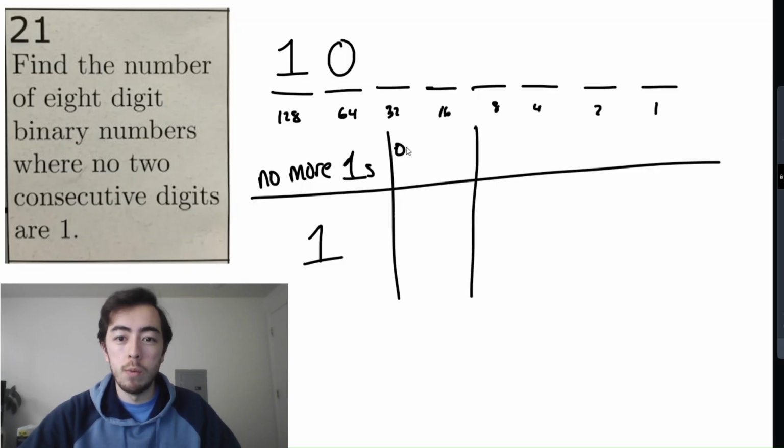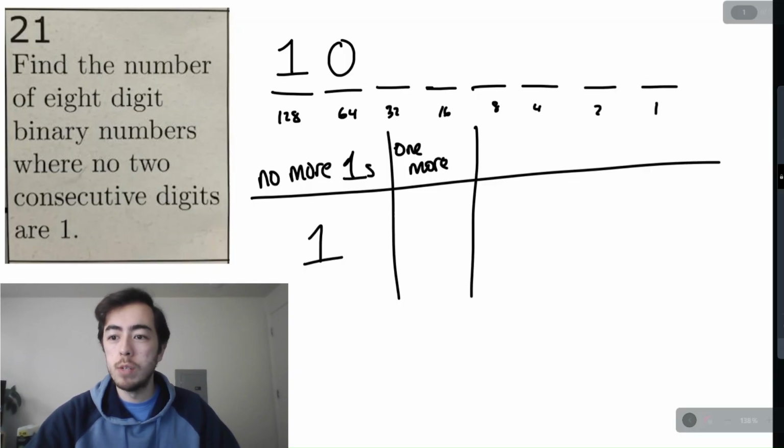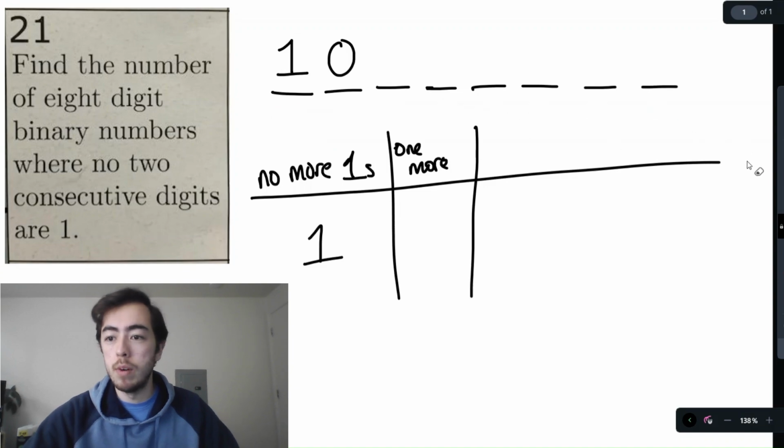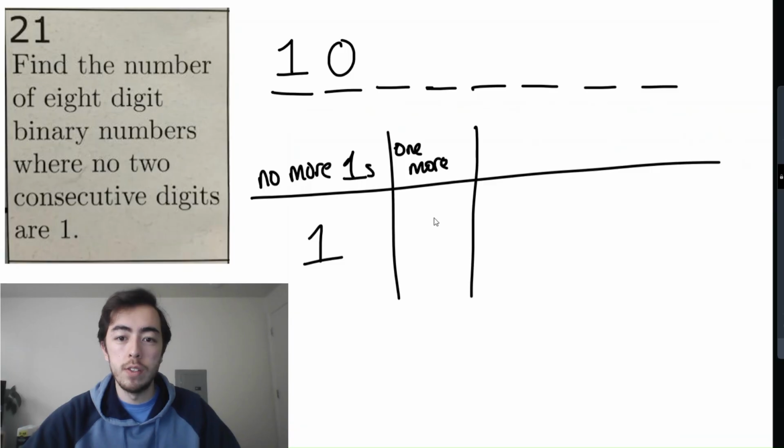We could think about what happens when we put one more 1 in here, and we could put it in any position we want. None of those spots will cause a double up on our ones, so any one of these 6 spots is valid, so we have 6 more potential numbers here.